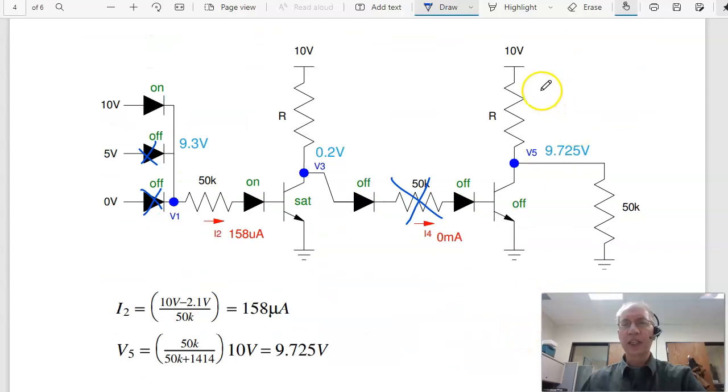the transistor. Then the voltage by voltage division is going to be R1 over R1 plus R2 times 10 volts. For me, when that was 1414 ohms, 9.75 volts.